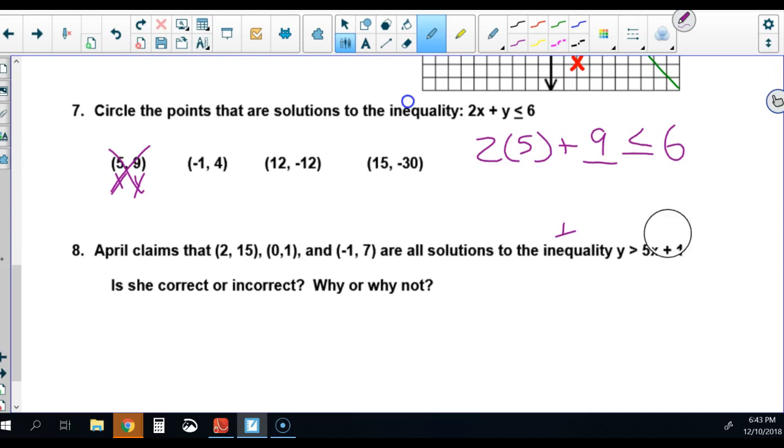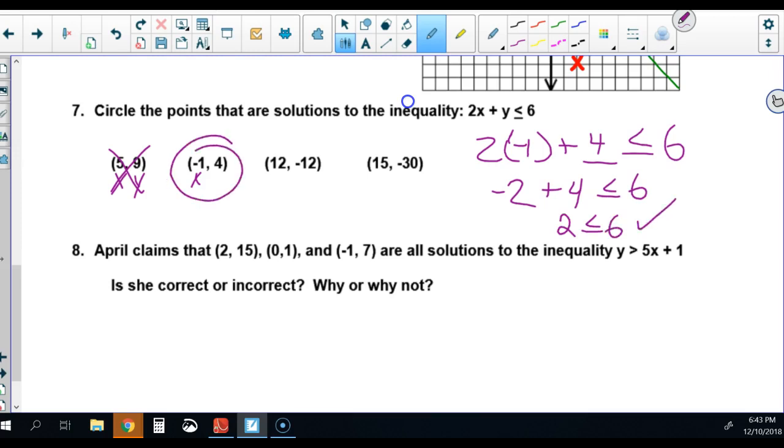-1, 4. -1 is my x value, so it goes there. 4 is my y value, it goes there. If I do the math, I have -2 plus 4 is less than or equal to 6. Well, that gives me 2 is less than or equal to 6, which I know is true. So circle that.